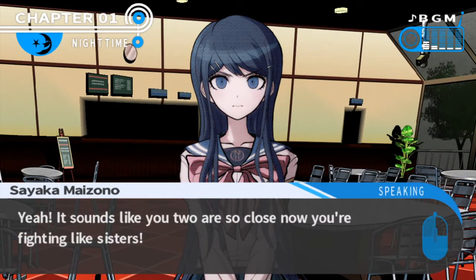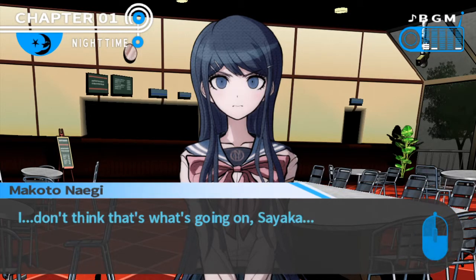Yeah, it sounds like you two are so close now. You're fighting like sisters. I don't think that's what's going on, Sayaka. When Makoto understands a little bit more of what's going on than Sayaka, this is bad.